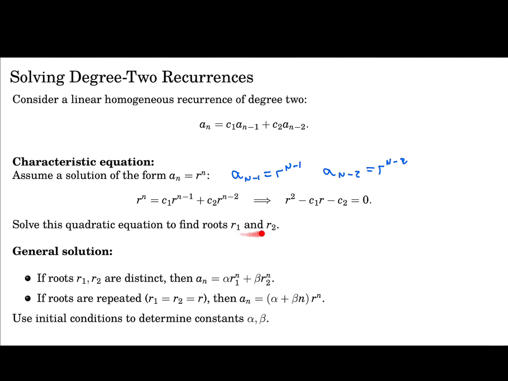And if the roots are the same, what's called repeated roots, so r1 = r2 = r, then a_n is going to be of the form (alpha + beta n) r^n. Now these alpha and beta, you find them by using the initial conditions. You replace them and solve a linear system, and you'll be able to find alpha and beta.